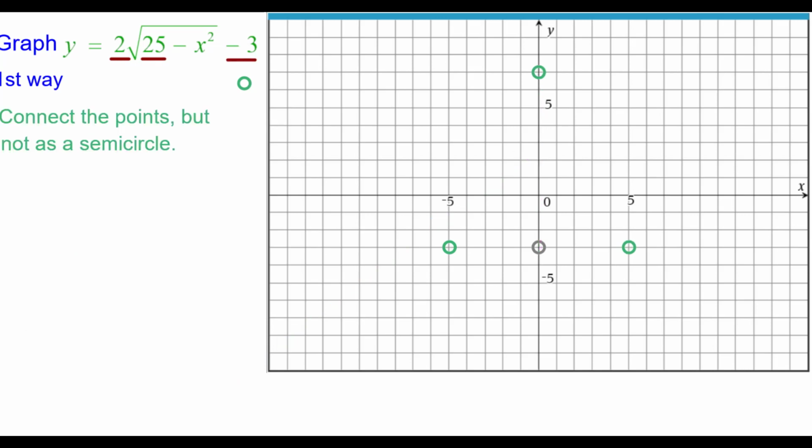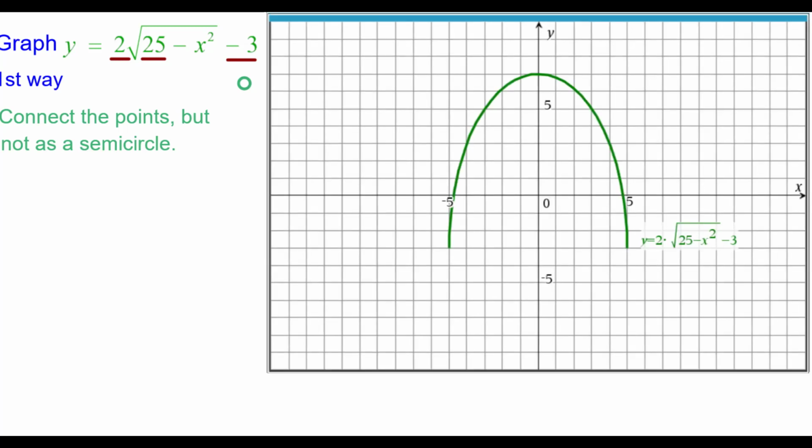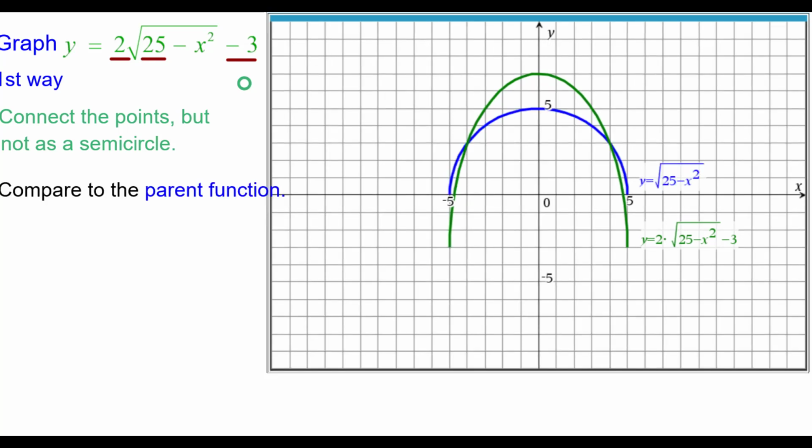We need to connect the points, but not as a semicircle, more as a semicircle looking curve. It's like an archway. And we compare that to the semicircle parent function.